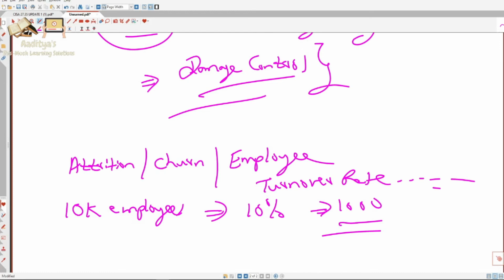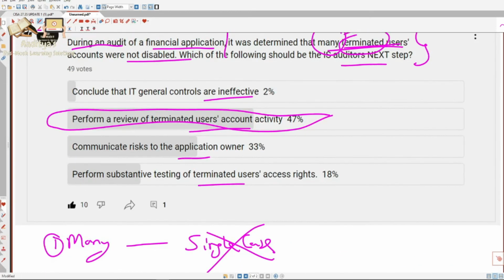Now, do you really think the auditor has that much time that he will first sit and perform a review of the users' account activity? Or the first step would be to control the damage. The first step is to communicate the risk to the application owner. The first step should always be to communicate the risk. See, this activity, option number B, can be done afterwards: what damage these users have done to us. That analysis can be done afterwards. But the first thing should always be to control the immediate damage.